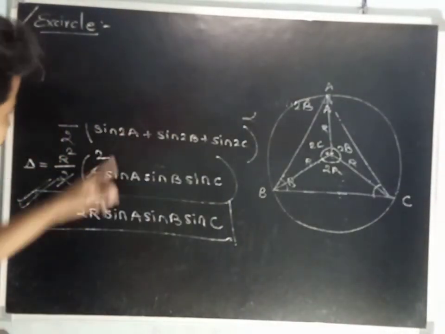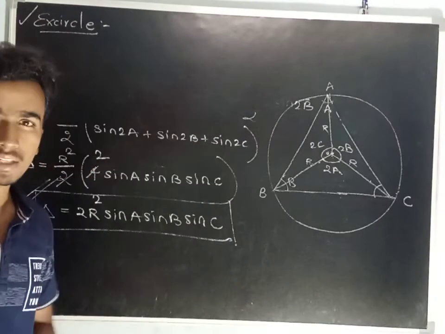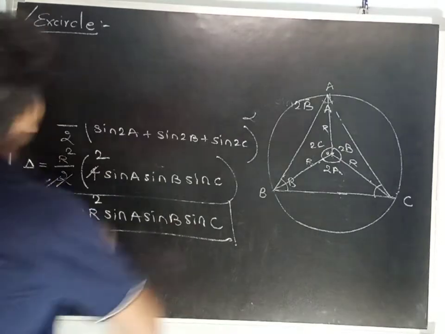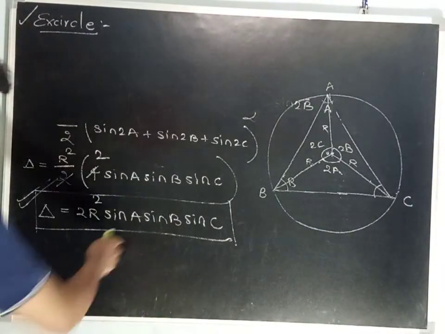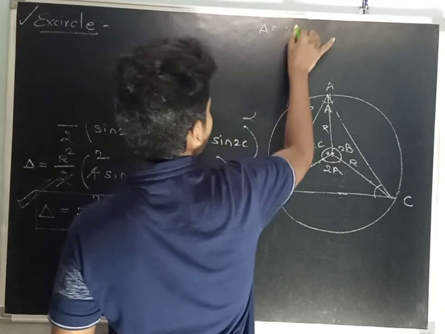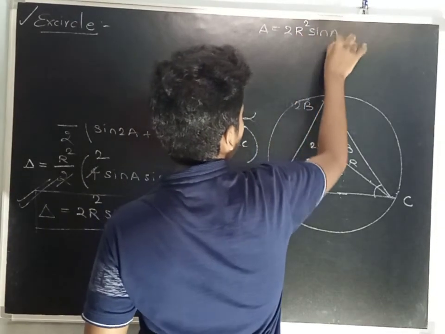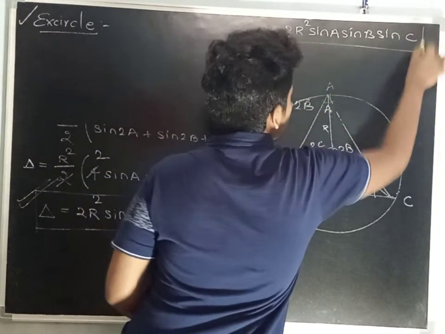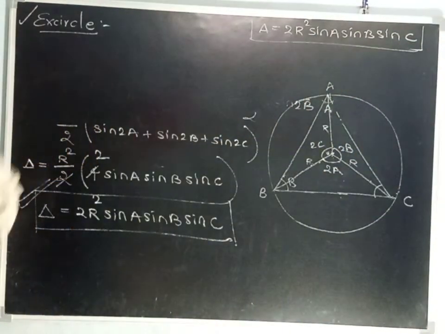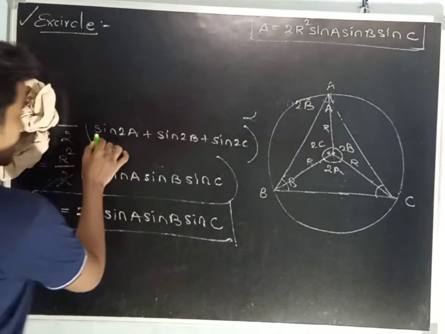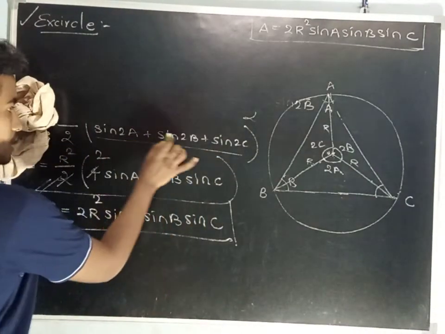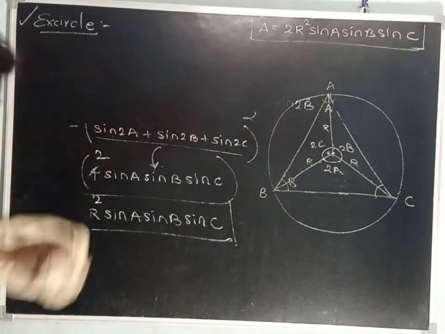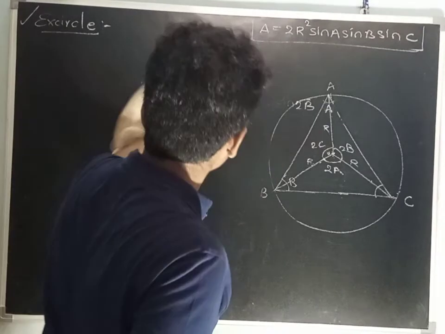Let me make clear how this sine 2A plus sine 2B plus sine 2C, we got 4 sine A, sine B, sine C. Let me simplify it separately. Let me write this formula as area of triangle is equal to 2r square sine A, sine B, sine C. This is our new formula. Now let's understand how sine 2A plus sine 2B plus sine 2C is going to be 4 sine A, sine B, sine C.